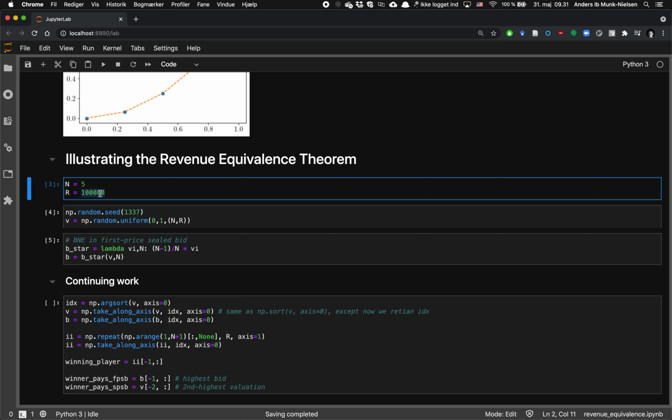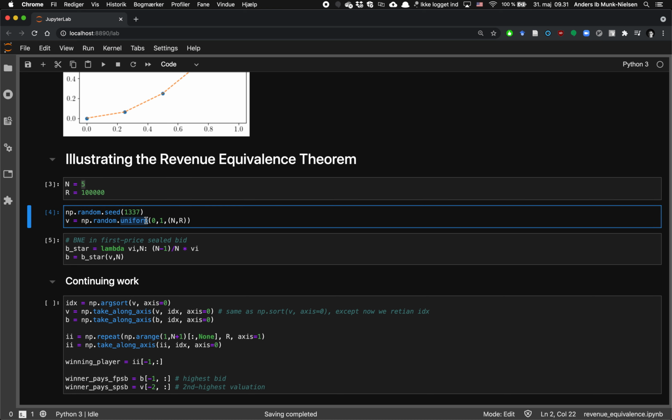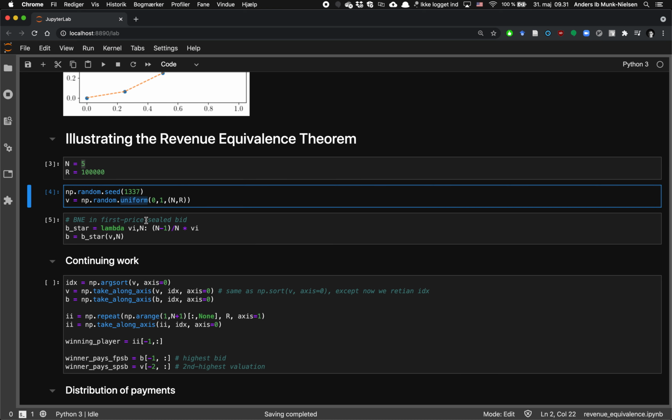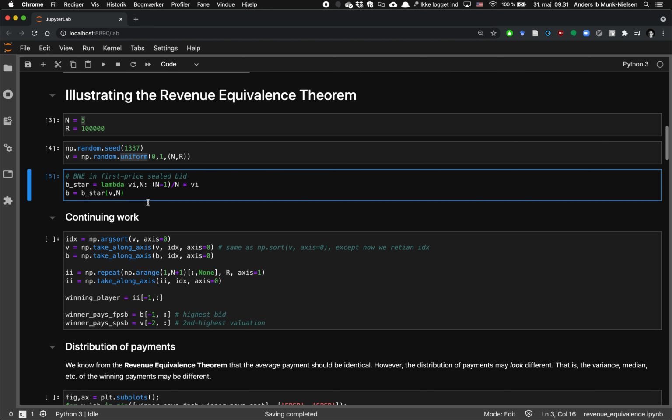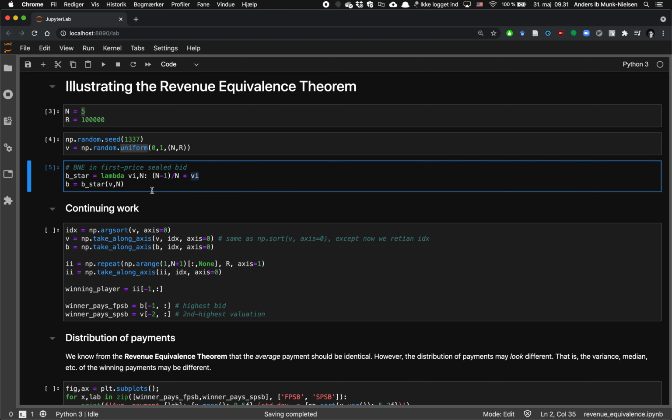So we're going to draw a whole bunch of different samples. Each time we're going to have 5 bidders in our sample. They're going to have uniformly randomly distributed valuations. And as we saw in the lectures, the solution to the Bayes-Nash equilibrium in a first price sealed bid auction is to bid n-1 over n times your valuation.